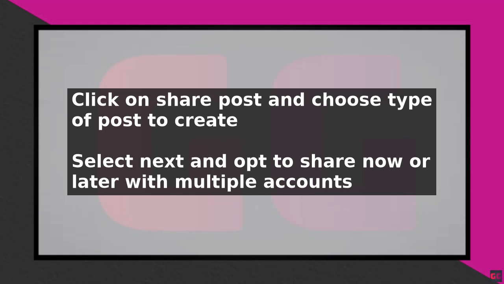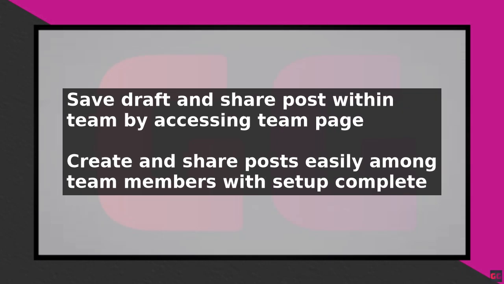From the home page, you can click on Share Post and choose the type of post you want to create. You can then select Next and opt to share now or later, adding multiple social media accounts as needed. If you save your draft, you can share the post within your team by accessing your team page and selecting the post you want to share. With your team set up, you can easily create and share posts among team members.